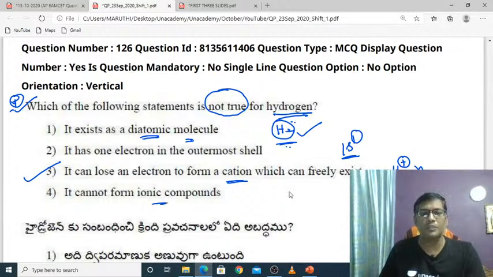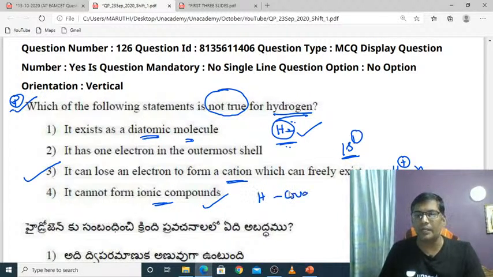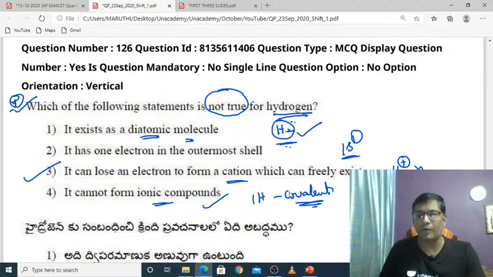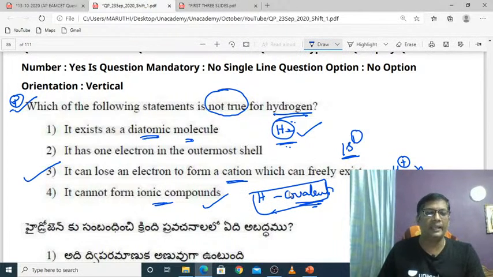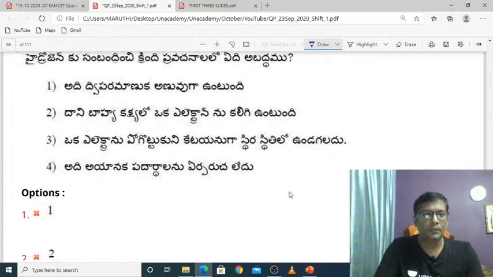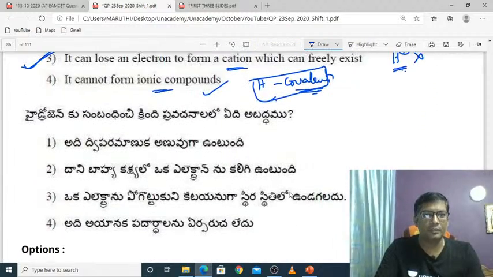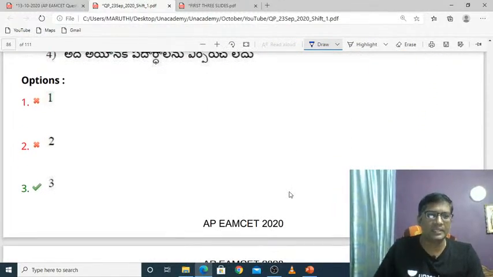And it cannot form ionic compounds. Yes, it is also correct. Hydrogen can form only covalent compounds, but not ionic compounds. So it is also correct. Okay. Coming to the next question. So the option is 3. Yes, 3 is the correct one. Coming to the next question.